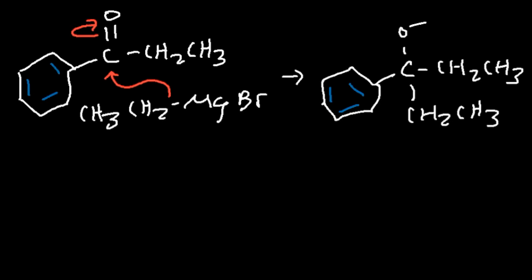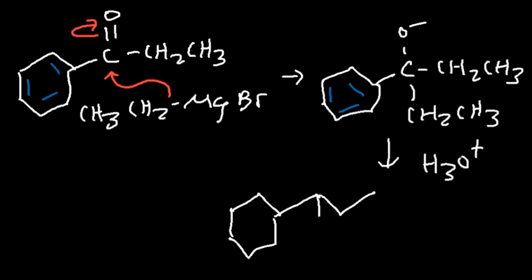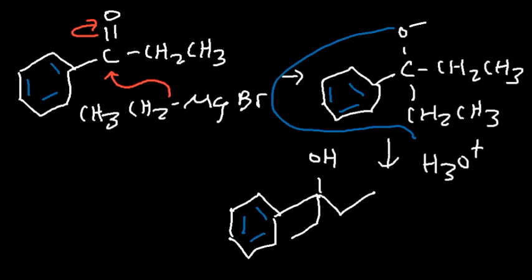But step 2, usually you would add H3O+. Once you add H3O+, it converts into an alcohol. So it's going to look like this, a tertiary alcohol. This oxygen is going to grab a proton from H3O+.